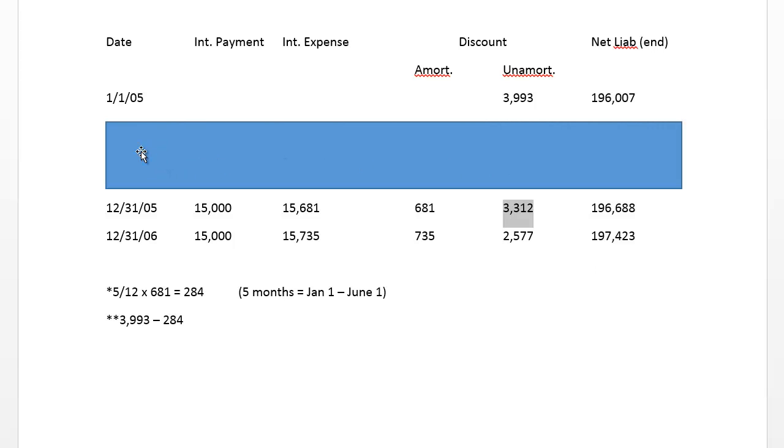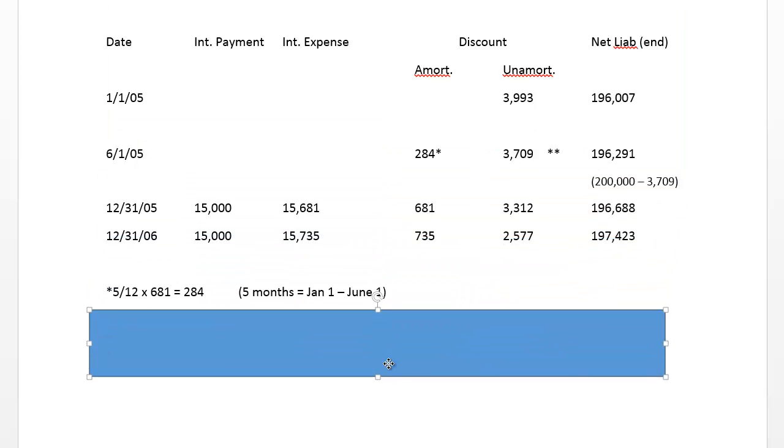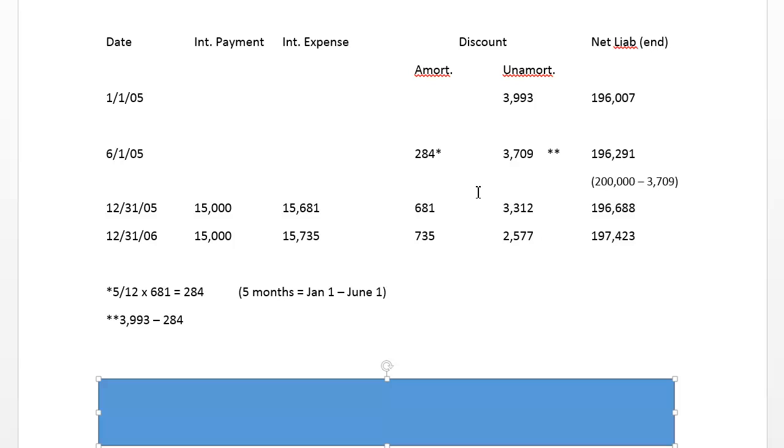But what I really want to find here is the present value of the bond at June the 1st. That's how I'm going to calculate my cash proceeds at the issue date, which is different than the bond date. I need to know what this is, right? So how am I going to get that? Well, I'm just going to remove the little rectangle here and show you. I calculated $196,291. How did I get that?